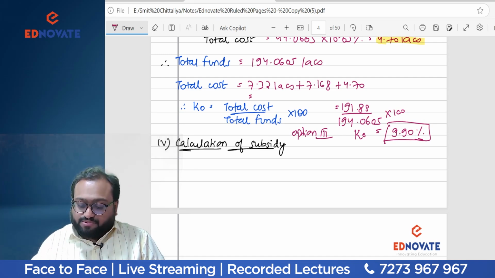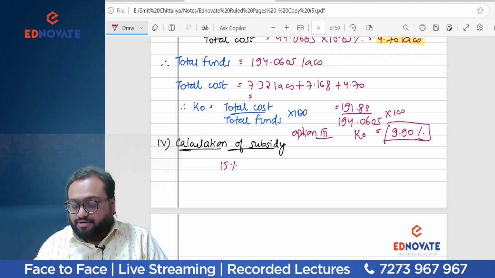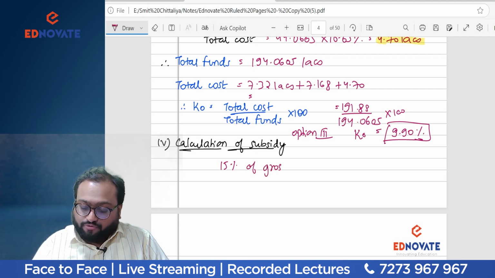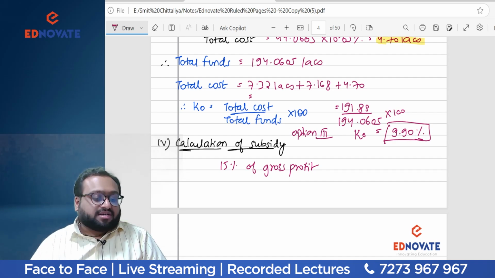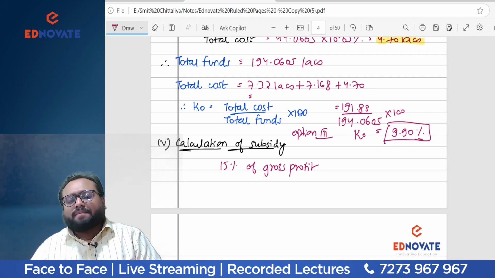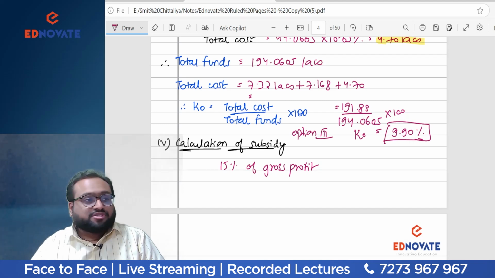So what will be the value of subsidy? They have told 15% of gross profit. This is the fifth and the last final item what they have asked. Such a big question, but very easily solved. Many things we have covered. 15% of the gross profit.